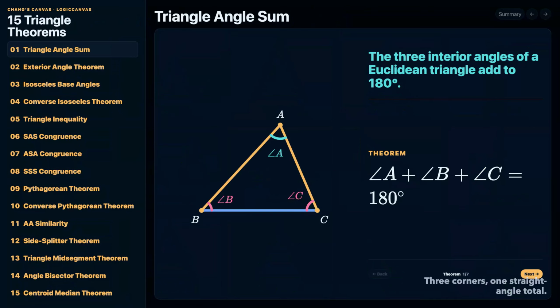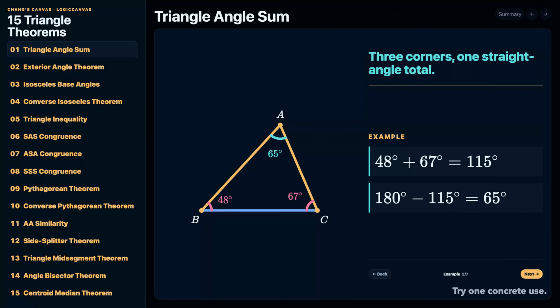Theorem 1 is the triangle angle sum theorem. In every Euclidean triangle ABC, angle A plus angle B plus angle C equals 180 degrees. The shape can change, the total cannot. Suppose angles B and C are 48 degrees and 67 degrees. They total 115 degrees, so angle A is 180 minus 115 or 65 degrees.